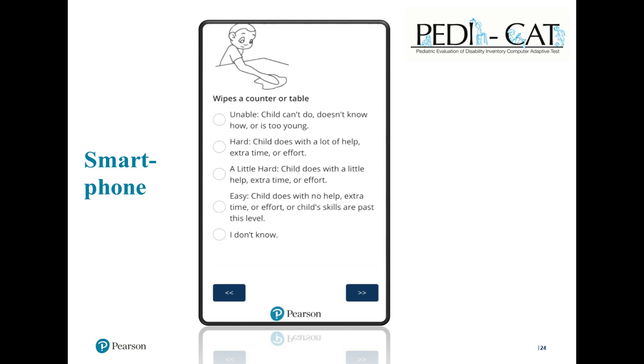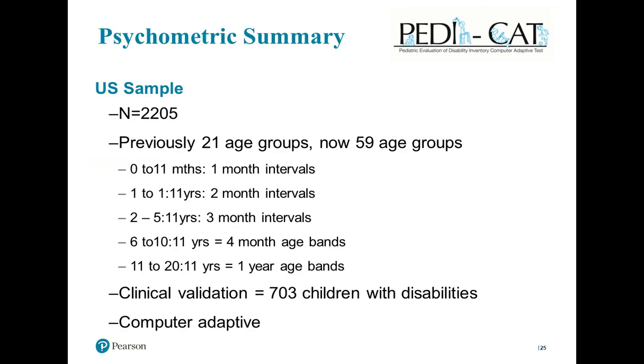tablet device, on a laptop or whatever, and Chris is going to talk a little bit more about the Q Global side of things. But this is just a screenshot actually taken from my smartphone, and I've just put it in here, but this is how it looks when a caregiver may respond to it on a smartphone. It's very clear, it's very simple to use to respond to the items and then just move through the assessment.